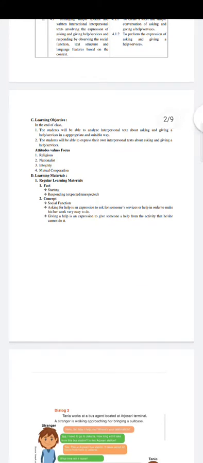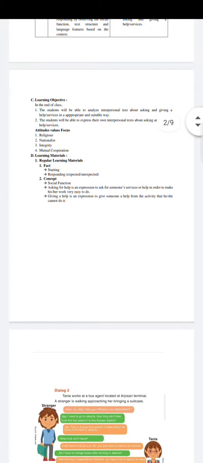And there are 4 attitude values to pay more attention to. The first one is religious, then nationalist, integrity, and the last one is mutual cooperation. Go to the learning materials.